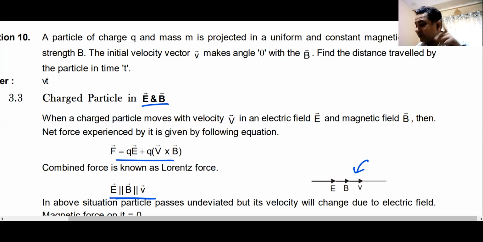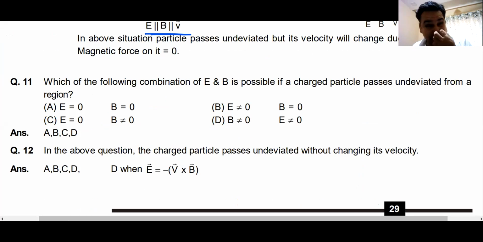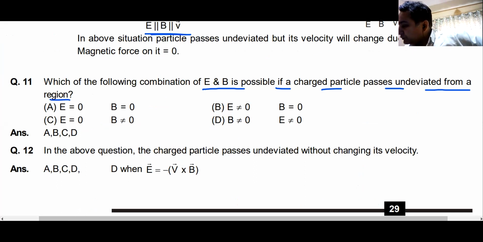Yeah. These are the questions that I was looking for. So let us start with these questions. Now we can start. These questions are taken from SCV actually. Which of the following combinations of E and B is possible if a charged particle passes undeviated from any region? These are the type of questions that will come to you in an examination hall.